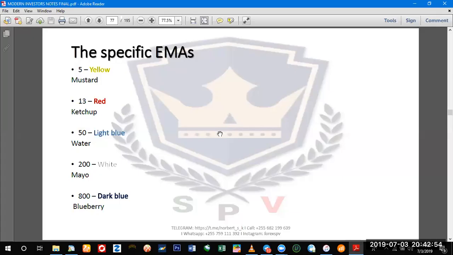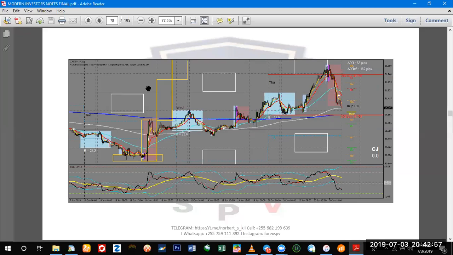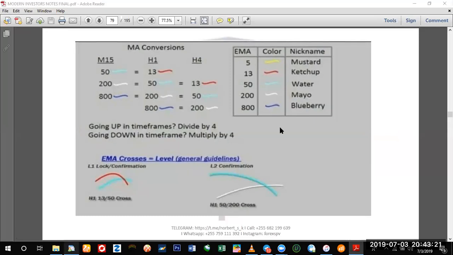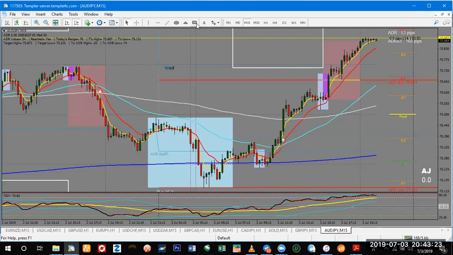The position of the 13 EMA on the hour 1 time frame is the same as the position of the 50 EMA on the 15 minutes time frame. This is simply the moving average conversion. As you go up in time frame, you divide by 4. As you go down, you multiply by 4. Let's take a look at the division by 4, at this 800 EMA here.